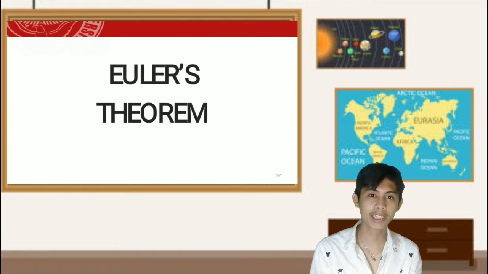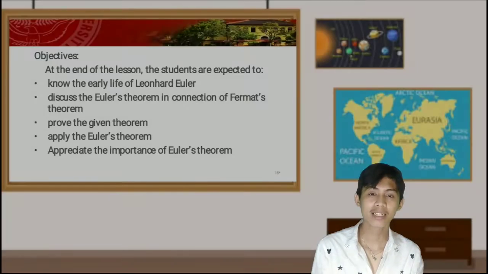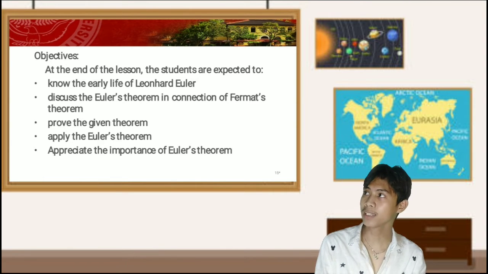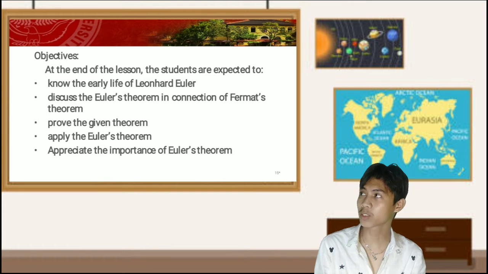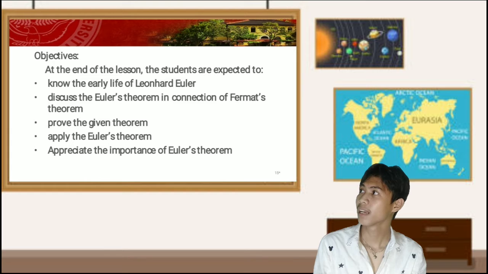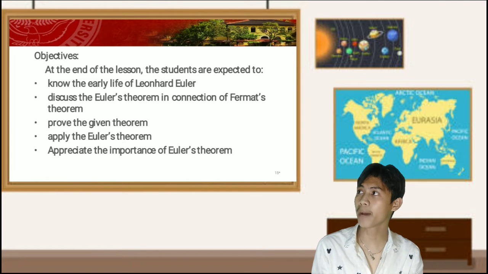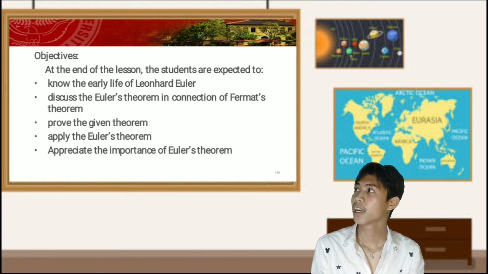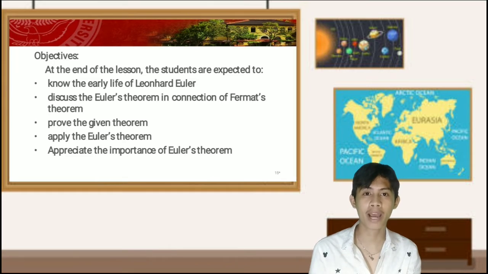What is Euler's theorem and who is the proponent of this? Before that, let us first read our objectives. At the end of the lesson, you, the students, are expected to, first, know the early life of Leonhard Euler, who is the proponent. Next, discuss Euler's theorem in connection with Fermat's theorem, their correlation. Then, prove the given theorem. Apply Euler's theorem. Appreciate the importance of Euler's theorem.